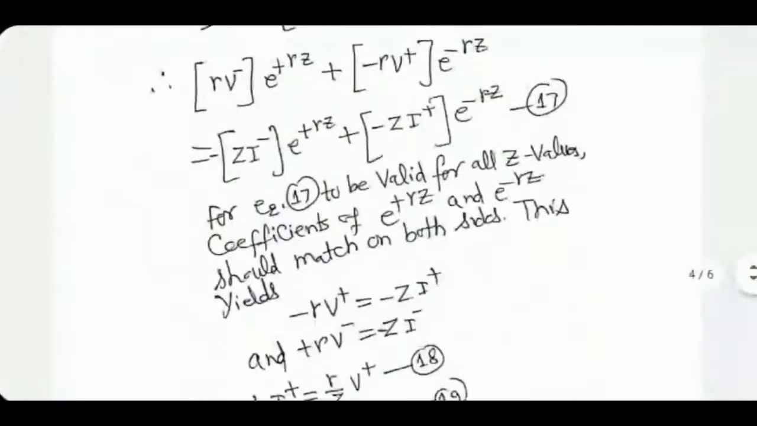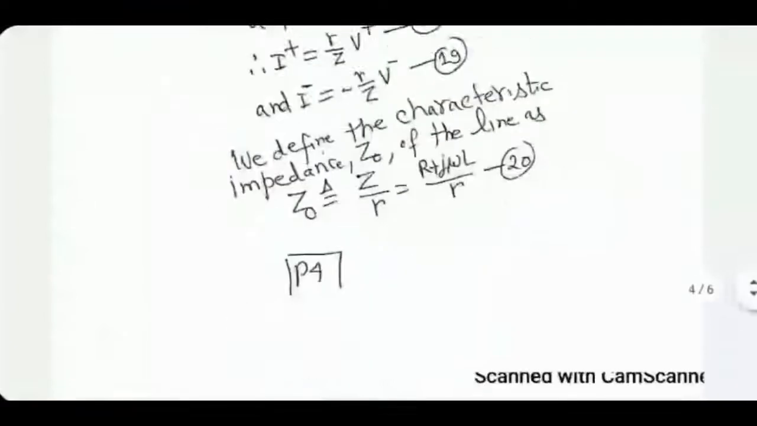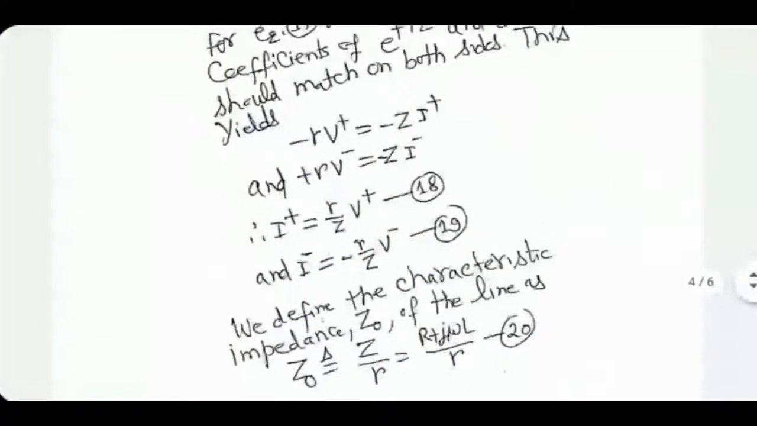This essentially leads me to these two equations. I plus and I minus apparently can be related to V plus and V minus by doing this. I plus turns out to be gamma divided by z multiplied by V plus. I minus turns out to be minus gamma by z multiplied by V minus.